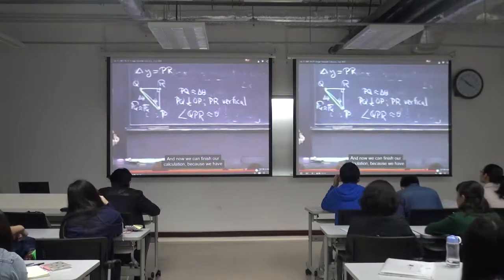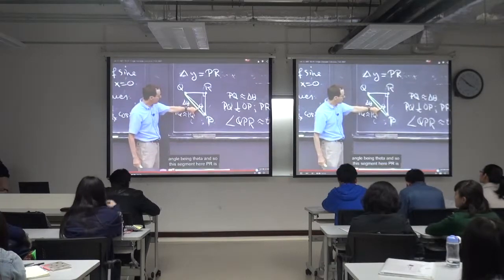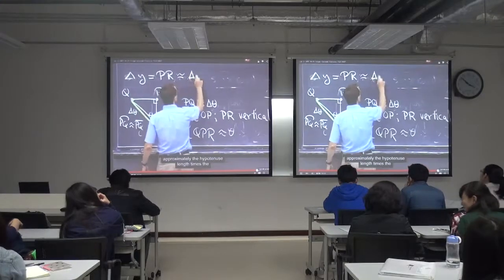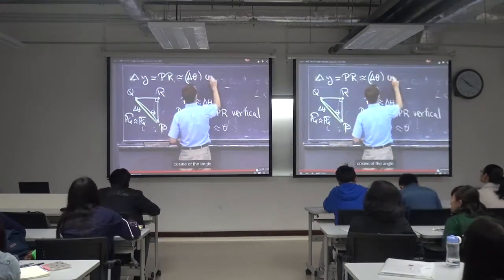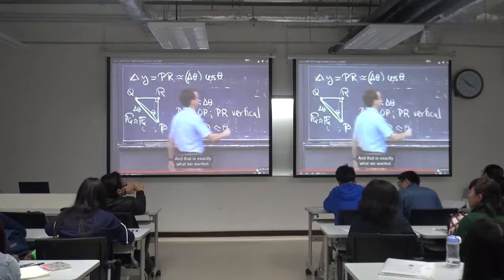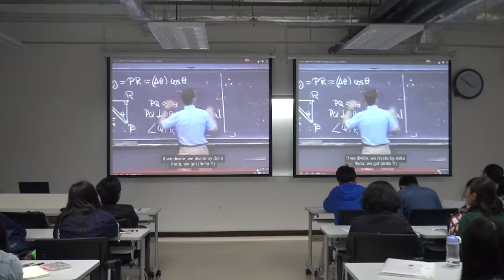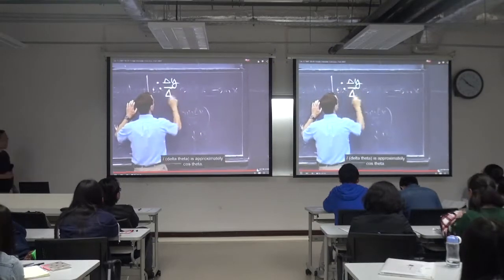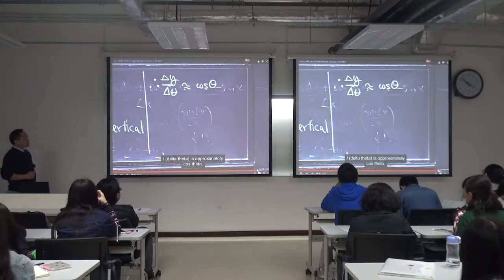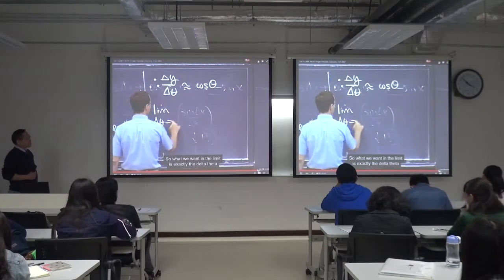And now we can finish our calculation, because we have something with the hypotenuse being delta theta, the angle being theta, and so this segment here, PR, is approximately the hypotenuse length times the cosine of the angle. And that is exactly what we want. We divide by delta theta, and we get delta y divided by delta theta is approximately cosine theta. And that's the same thing.